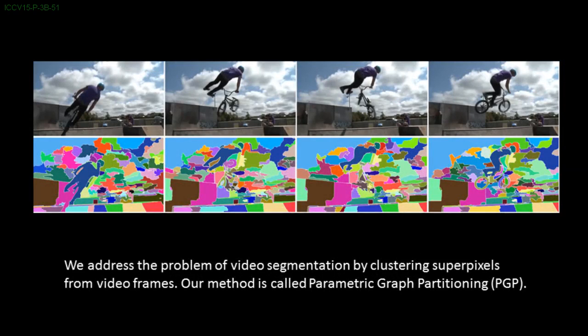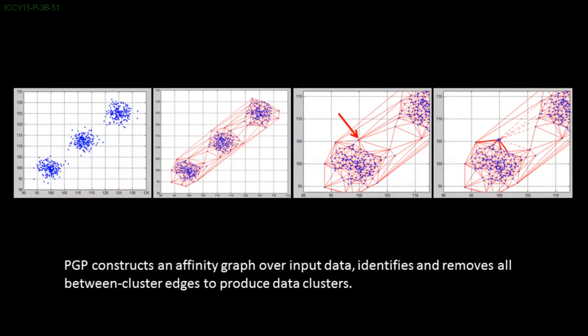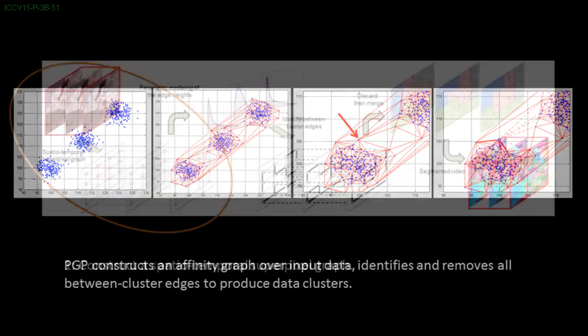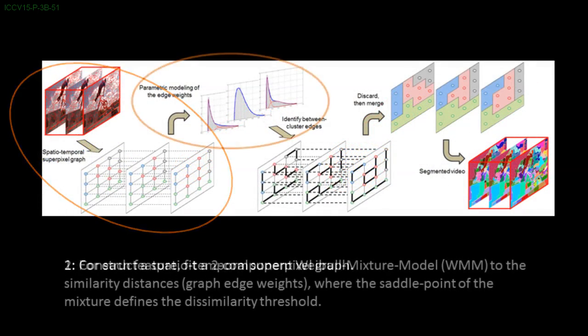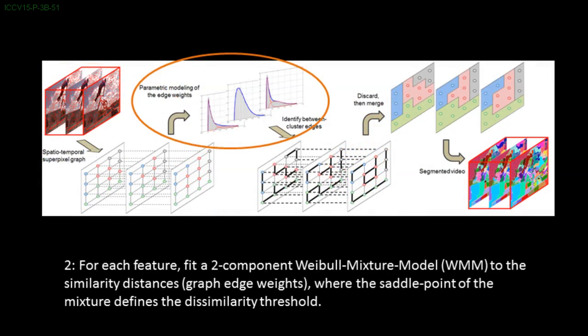We address the problem of video segmentation by clustering superpixels from video frames. Our method is called parametric graph partitioning. PGP constructs an affinity graph over input data, identifies and removes all between-cluster edges to produce data clusters. Here, we first construct the spatial temporal superpixel graph. Then for each feature, we fit a two-component Weibull mixture model to the similarity distances, where the saddle point of the mixture defines the dissimilarity threshold.